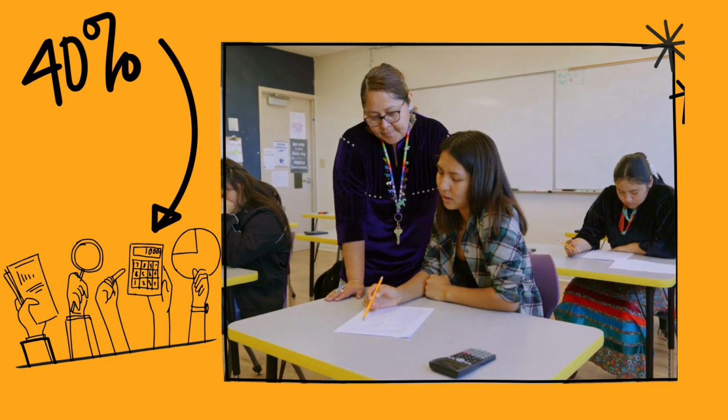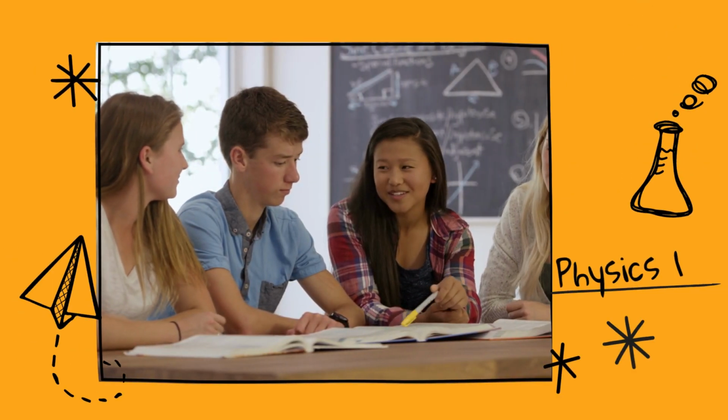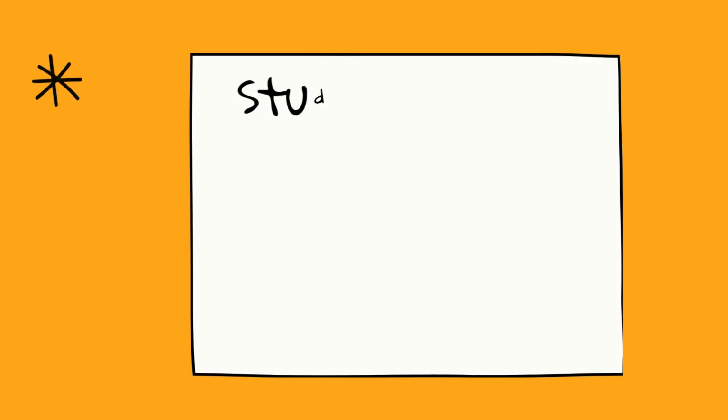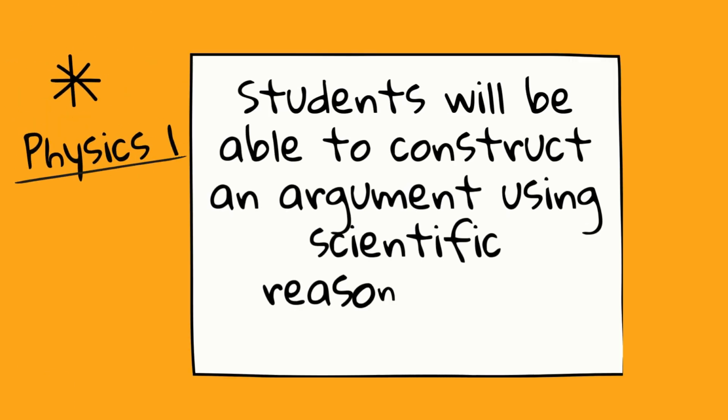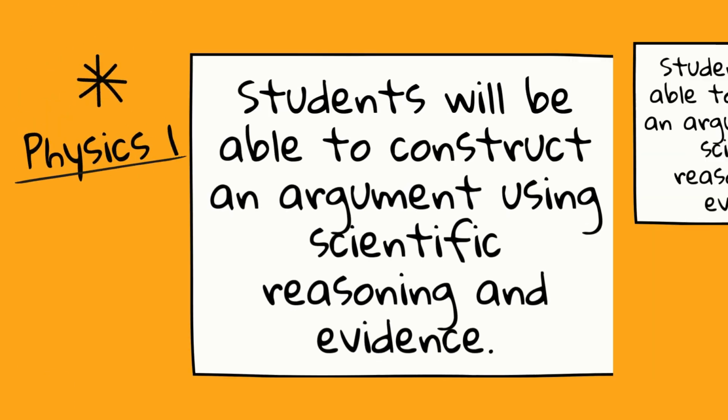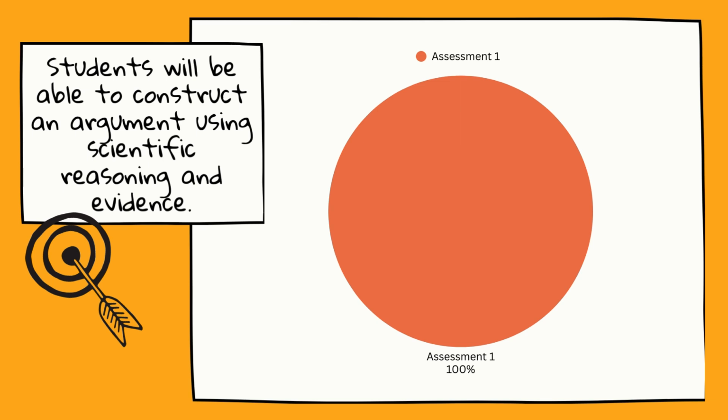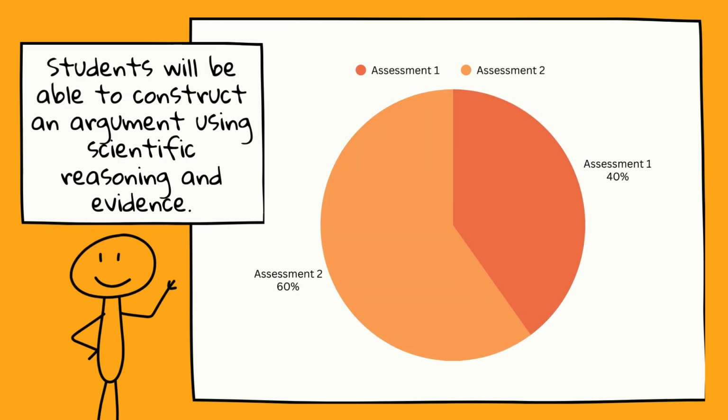For our example today, we're going to look at one of our Physics 1 course outcomes. Students will be able to construct an argument using scientific reasoning and evidence. In this example, a student's first attempt is worth 100% of their course outcome score. Then, as a second attempt comes into the gradebook, the first assessment decays at a rate of 40%, making it worth 40% of the student's score toward course outcome 7, leaving the second assessment, and most recent attempt, worth 60% of their score for course outcome 7.